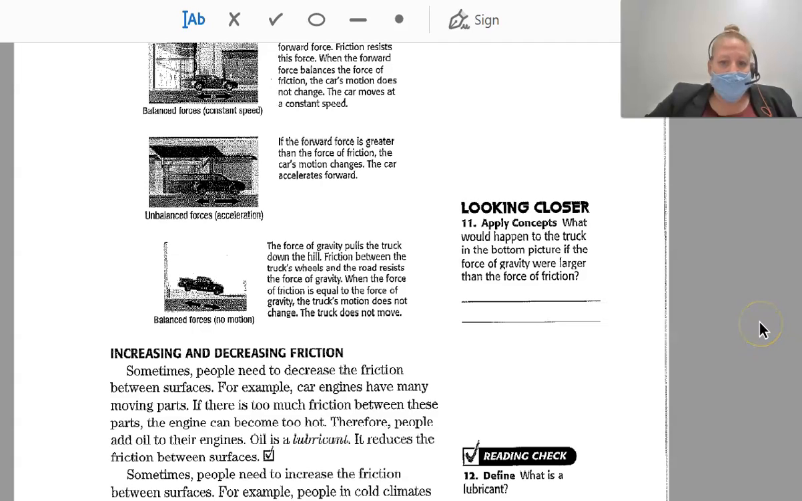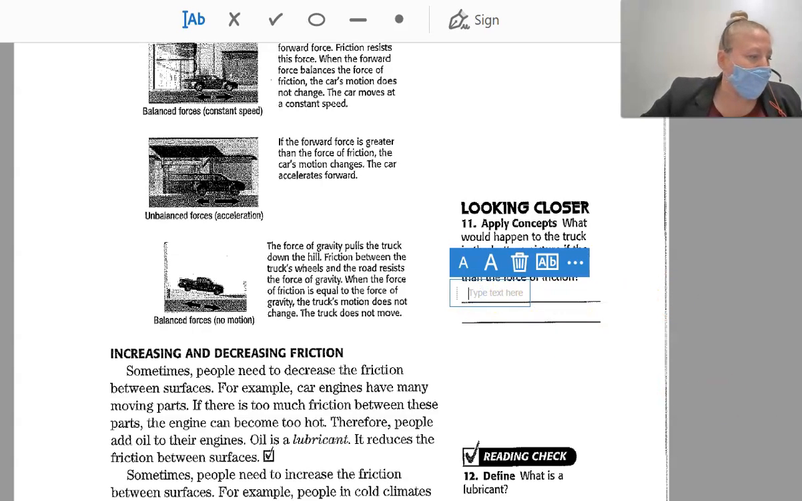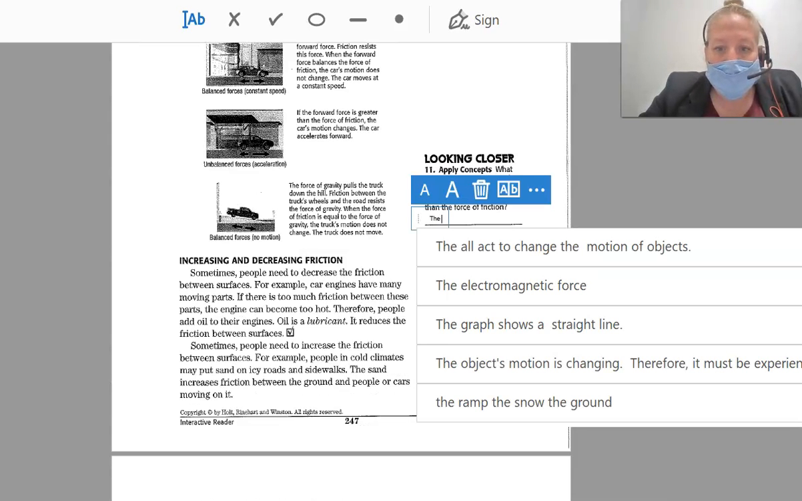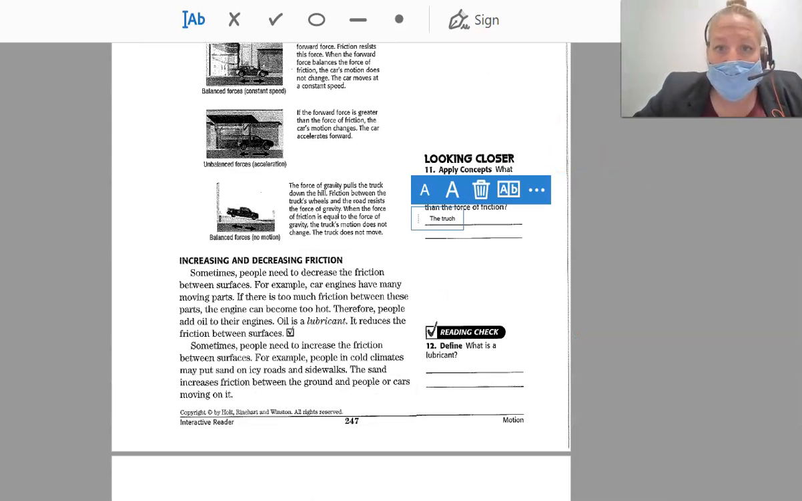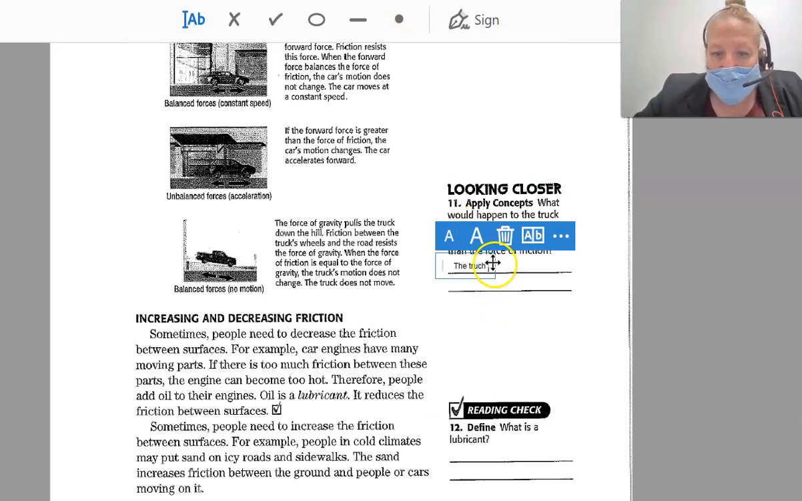The force of gravity pulls the truck down the hill. Friction between the truck's wheels and the road resists the force of gravity. When the force of friction is equal to the force of gravity, the truck's motion does not change. The truck does not move. What would happen to the truck in the bottom picture if the force of gravity were larger than the force of friction? The truck would roll down the hill. Okay.